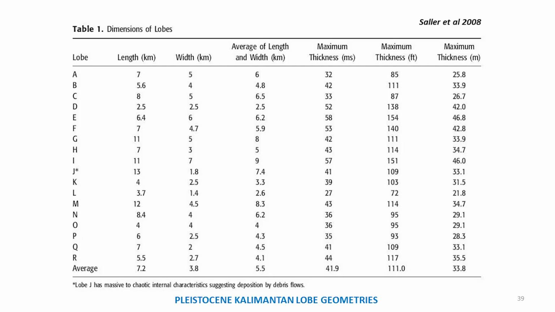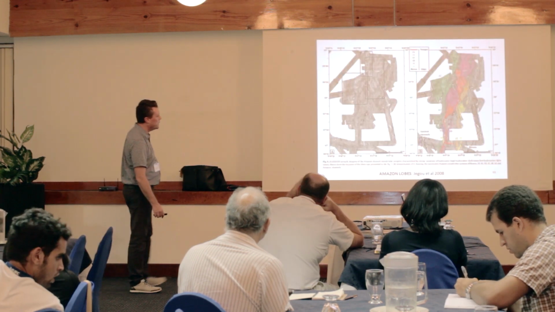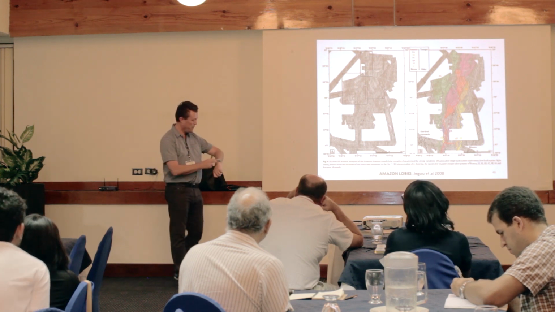This table from the work shows the lobes from that one fan. It shows the thicknesses of each of these lobes as being anywhere between 26 and 46 meters. So these are the composite bodies. They're not the individual bodies inside the individual lobes.